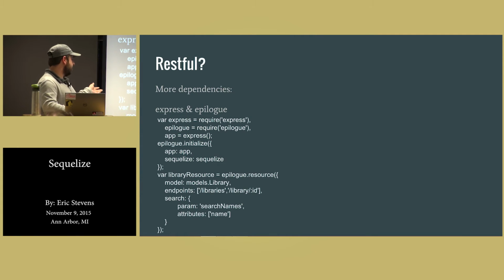So we just define our library resource as epilogue.resource. We pass in our model of library, which we defined, and our endpoints, that's going to be our getters. And in this case, we're defining a custom search. By default, the searches, like the URL-based searches for the Epilogue framework, are very grabby.